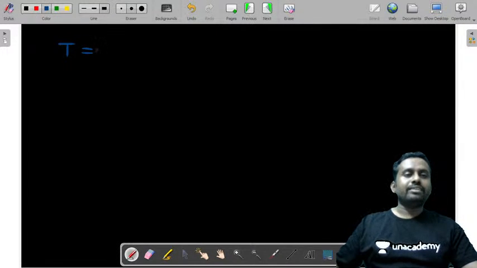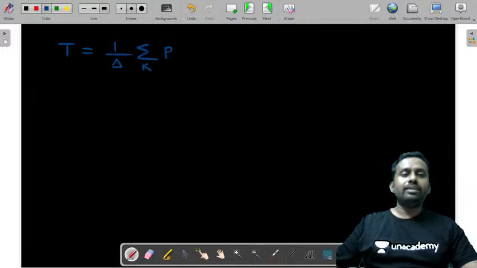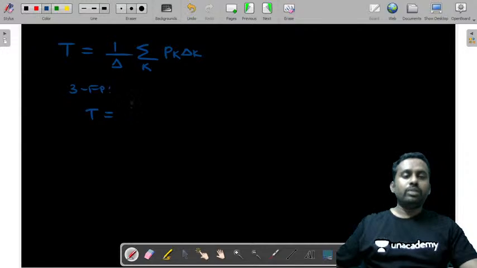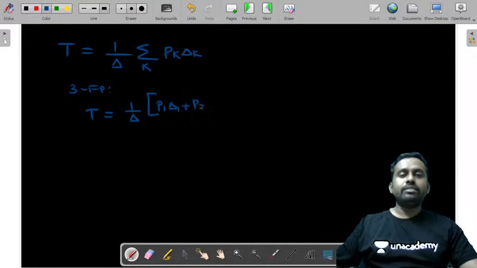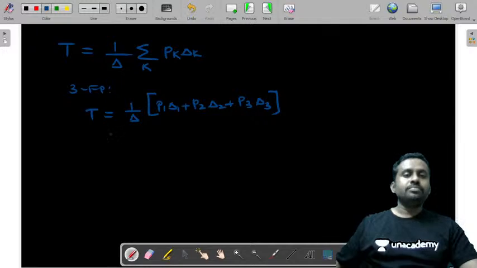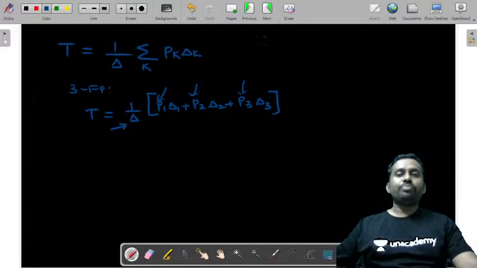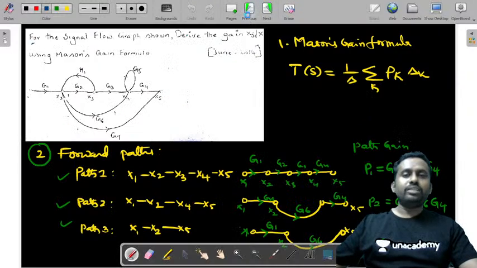Now let us write what the transfer function is. At the end we have come to this: 1 by delta, sigma Pk delta k. Now what is this k? It is the number of forward paths. How many forward paths? We had 3 forward paths. So what can you write? T is equal to 1 by delta, P1 delta 1 plus P2 delta 2 plus P3 delta 3. Do we know P1? Yes, we know. Do we know P2? Yes, we know. Do we know P3? Yes, we know. Do we know delta? Yes, we know.